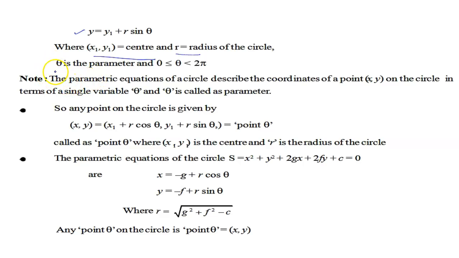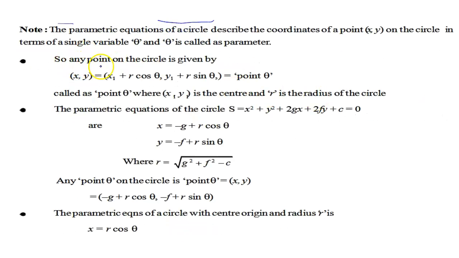Here theta is always a parameter which lies between 0 and 360 degrees. Right? So any point on the circle we can take as x is equal to x1 plus r cos theta and y is equal to y1 plus r sin theta. So that is the equation in central form.